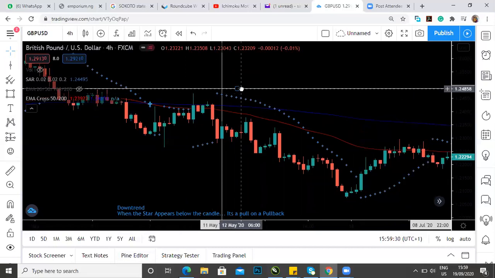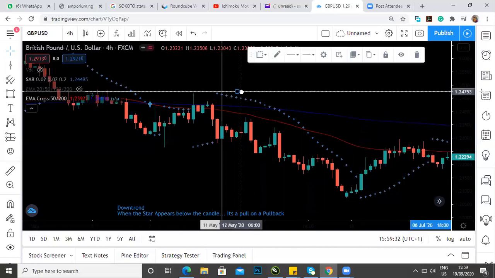Immediately above the star on the currency pair. Let me make that clear. On a currency pair, you put your stop loss immediately above the star. The reason being that a currency pair is very slow, so no matter how, definitely you're going to have a longer profit.